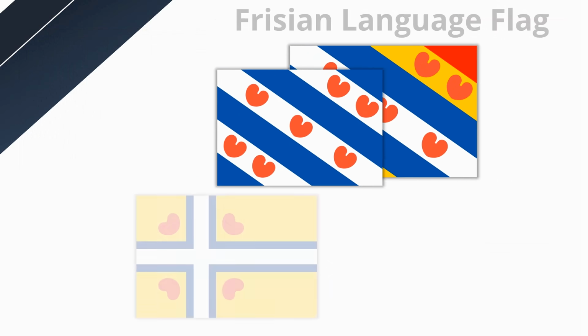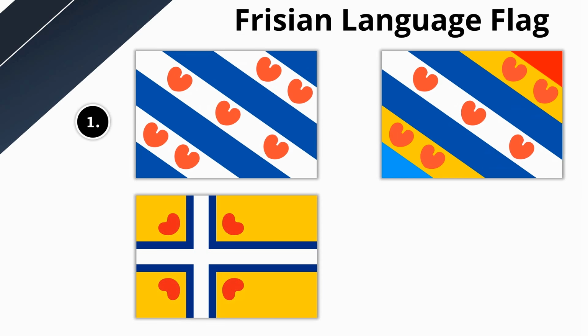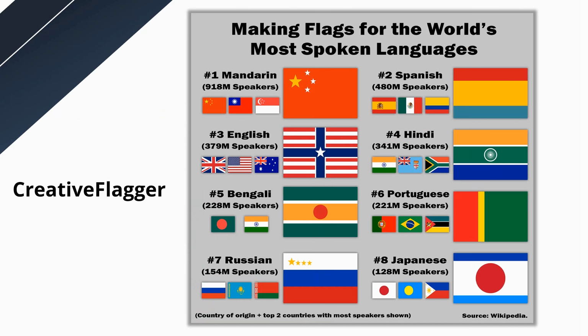But let me know, what do you think about this flag? Do you think we should use the flag of the province of Friesland, the most recognized? Do you think we should use the Inter-Frisian flag, which isn't officially recognized? Or should we use my interesting rainbow colored flag to represent all the areas? Well, let me know in the comments below.